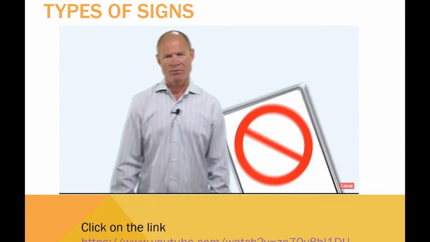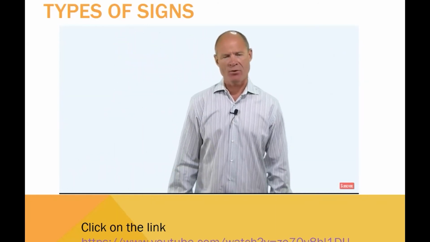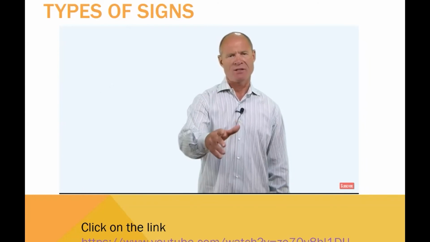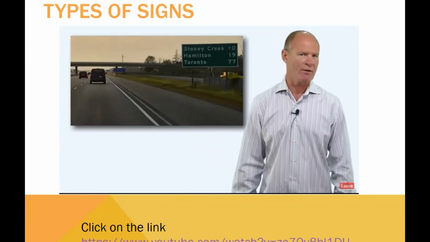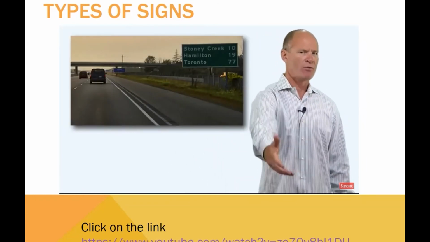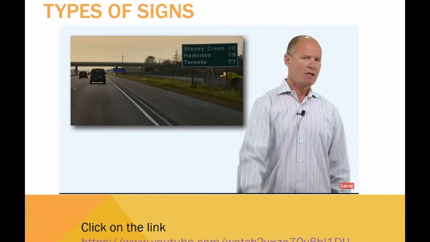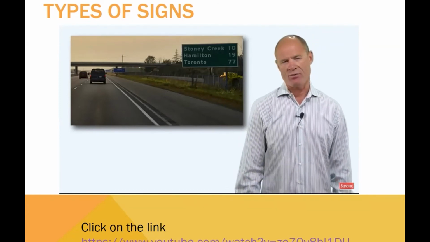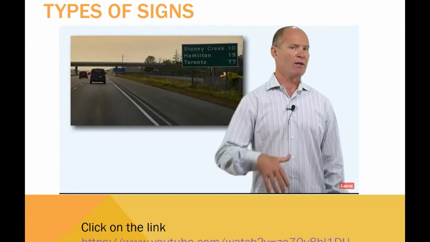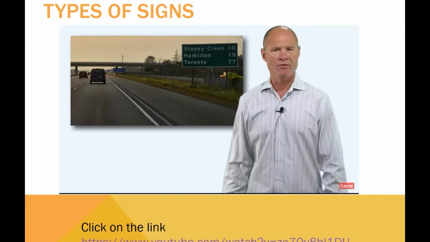The last sign category is the services sign or the destination sign, usually green with white lettering on them. It will tell you how far you are from a destination. For example, if you're in Kitchener, Ontario and traveling to Toronto, it will tell you the distance from where you're at to Toronto and how far it is.